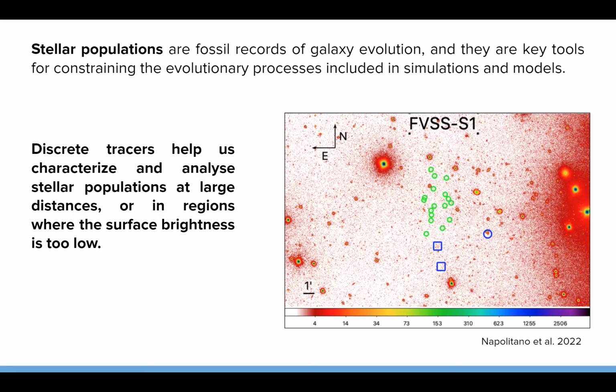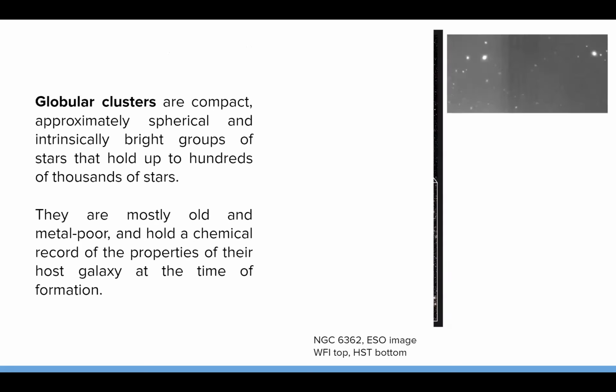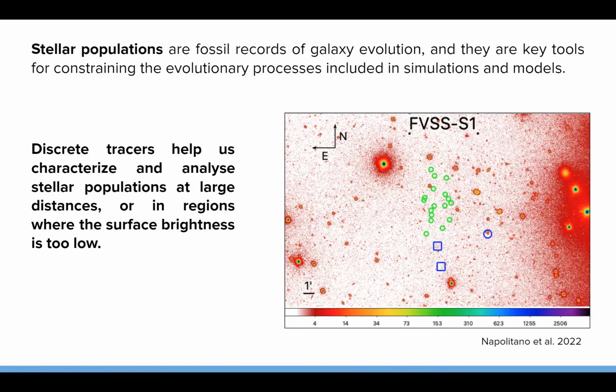So this is just to show you that discrete tracers are useful. Sorry, what are they doing? Circles? It's just globular clusters and planetary nebulae, anything that they count as discrete tracers.